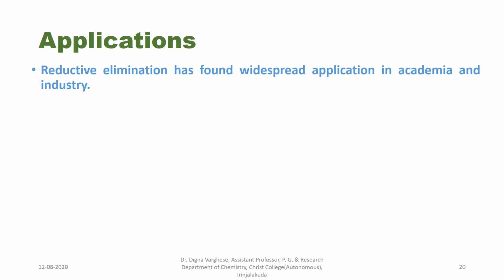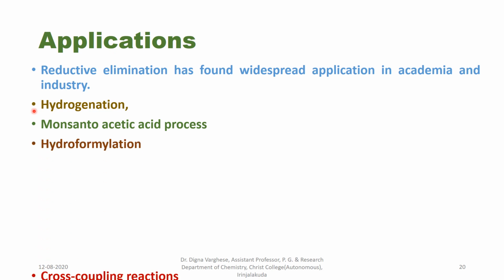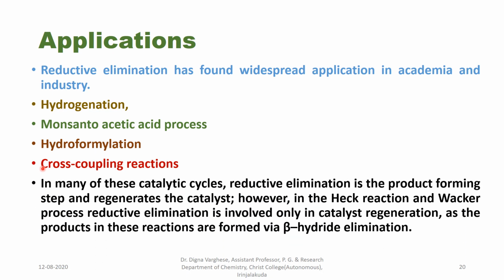Applications. Reductive elimination has found widespread application in both academia and industry. We know in hydrogenation reactions, the product forming step is the reductive elimination step, and also in the Monsanto acetic acid process, in the hydroformylation process, and in some cross-coupling reactions. These reactions involve reductive elimination in industry, and also in many of these catalytic cycles, reductive elimination is the product forming step and regenerates the catalyst. However, in the Heck reaction and the Wacker process, reductive elimination is involved only in catalyst regeneration, not in the product forming step, because in these reactions the products are formed via beta hydride elimination reactions.